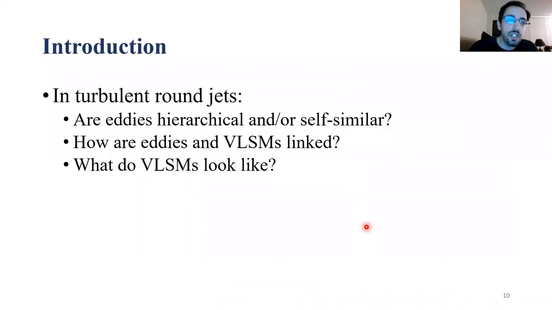Now, with this introduction, we pose some questions that we try to address in this talk about the coherent structures in turbulent round jets. The questions are whether the eddies in the jets are hierarchical or self-similar. The other question is how the eddies and very large scale motions in the jets are linked. And finally, what do the very large scale motions look like?